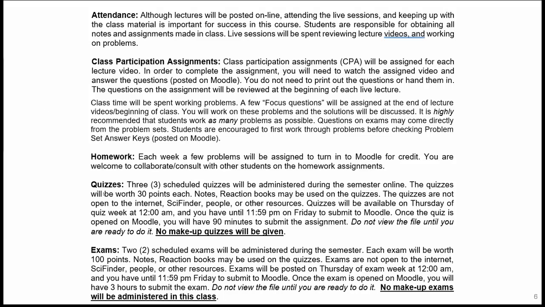Three quizzes are scheduled. Those you can find on Moodle. Like I mentioned, you can use notes or your reaction books on the quizzes. You cannot use the internet. You can't use SciFinder. Other students in the class are not allowed to help you with the quiz or using other resources. So you can use notes from the class or the reaction books. And you'll have until almost midnight on Friday to submit these to Moodle for each of those assignments.